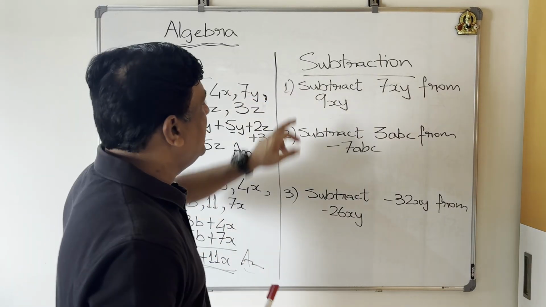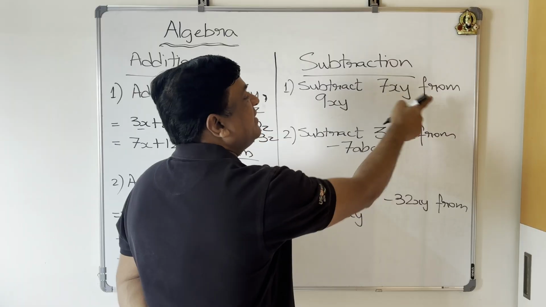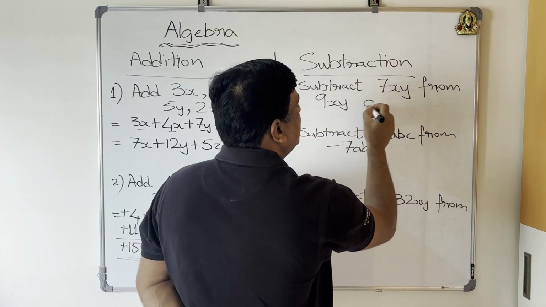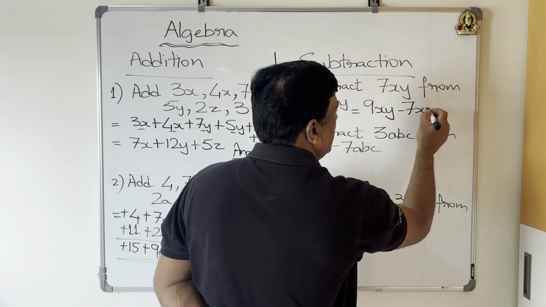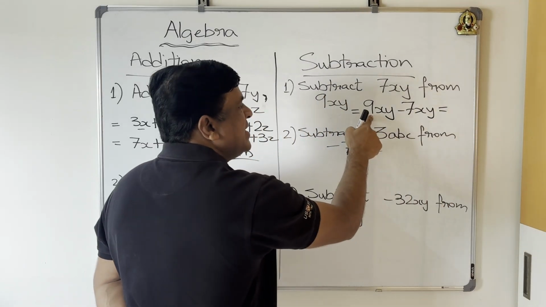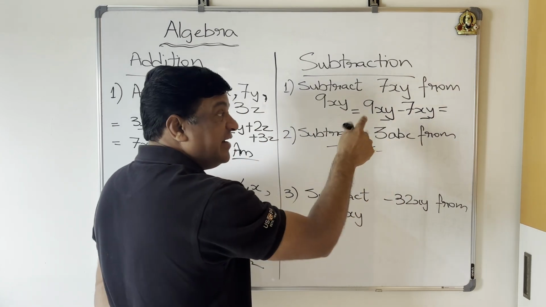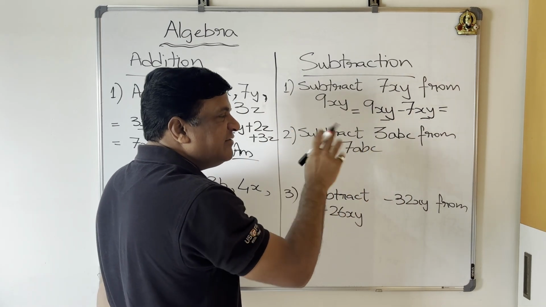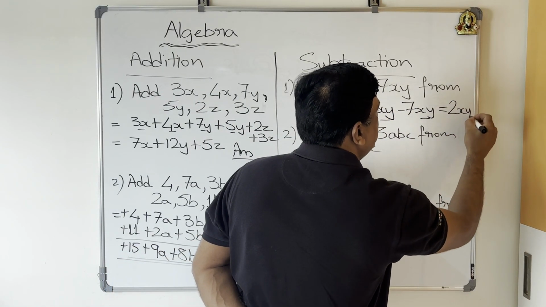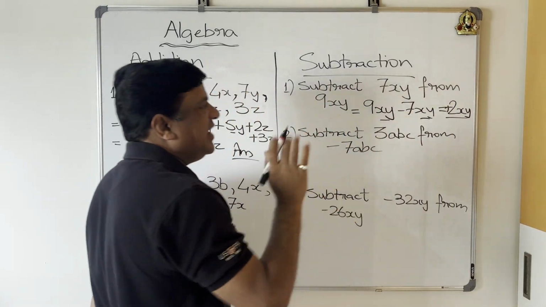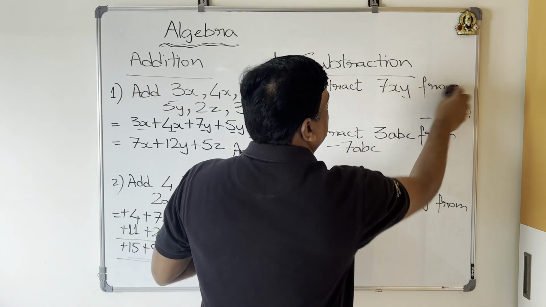Now look at subtraction. They say subtract 7xy from 9xy, right? So 9xy will come first, minus 7xy. Look at it. So what should be your answer here? 9 minus 7. These are two like terms. They both have the same variables in a product, x into y. So you can do the math over here. 9 minus 7 will give you 2xy. Good? Plus 2xy. Okay? That is how the answer is going to be. So let me write it neatly so that it's understood.